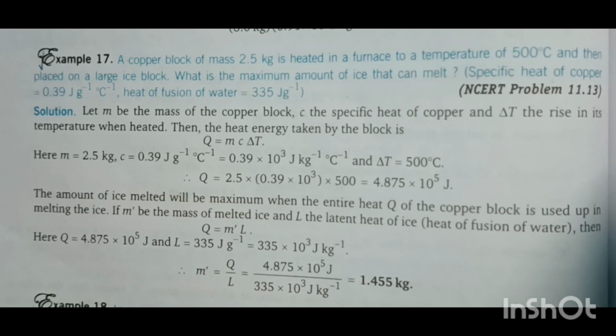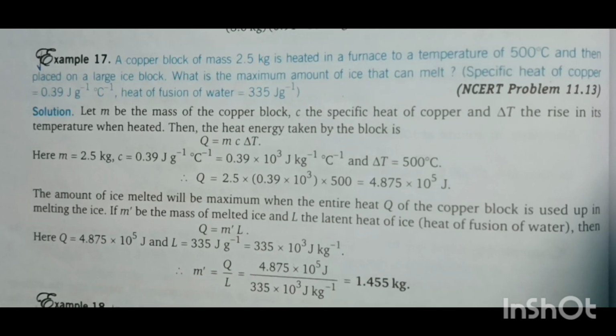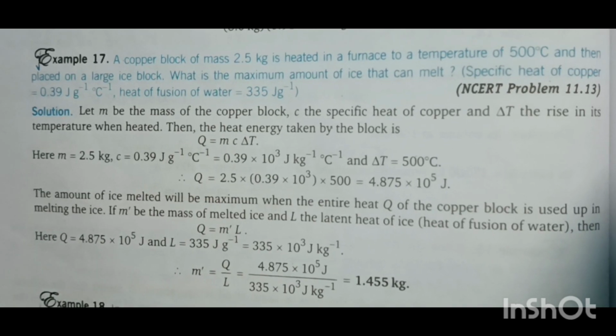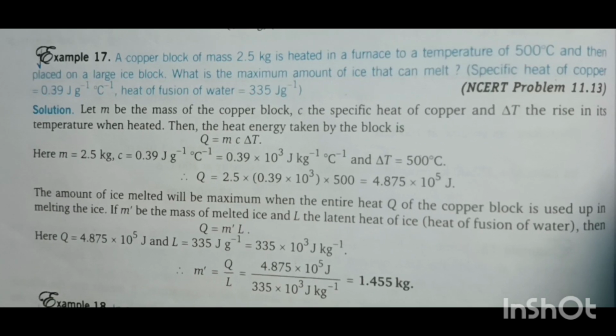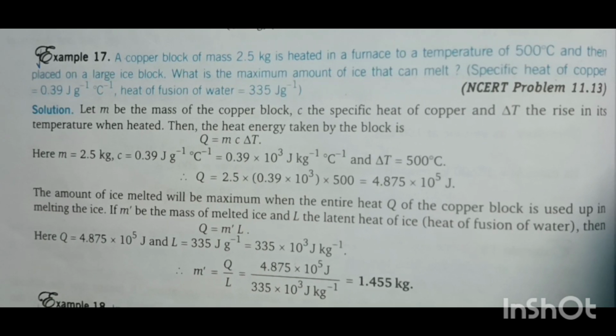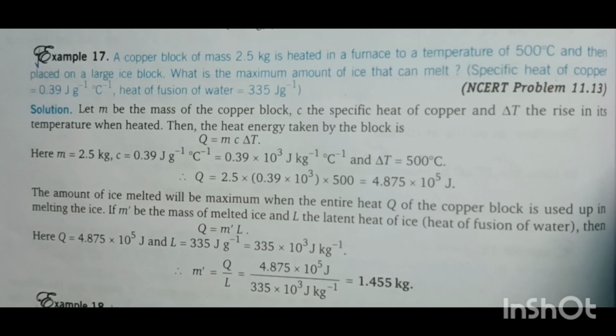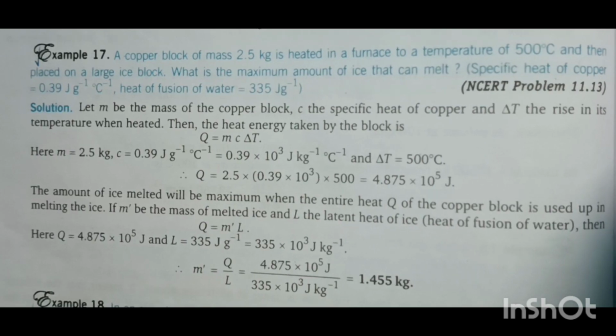A copper block of mass 2.5 kilogram is heated in a furnace to a temperature of 500 degrees Celsius and then placed on a large ice block. What is the maximum amount of ice that can melt? There are given values: specific heat of copper and heat of fusion of water.